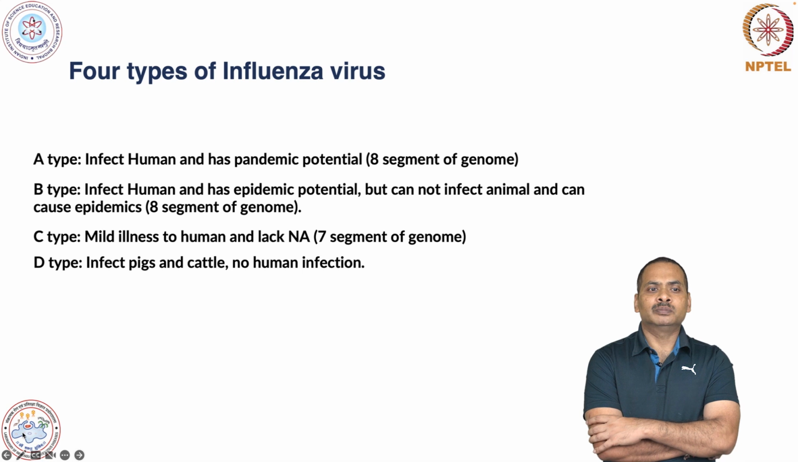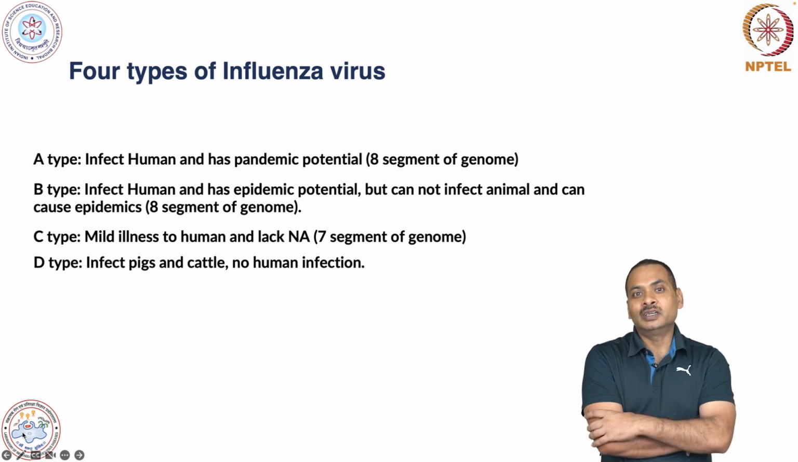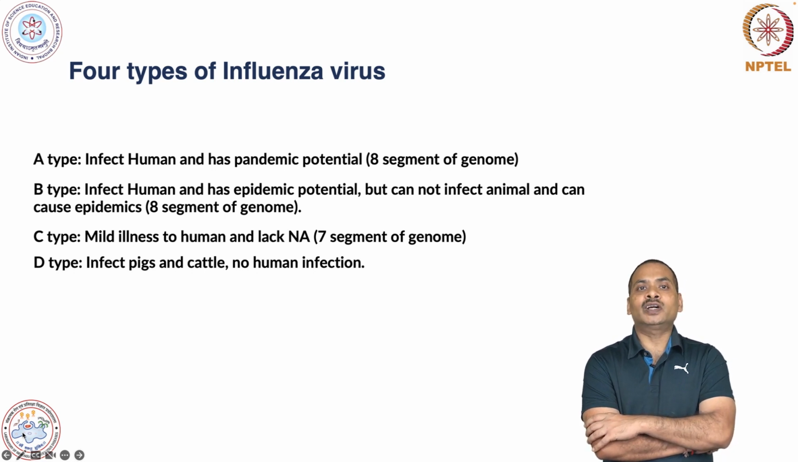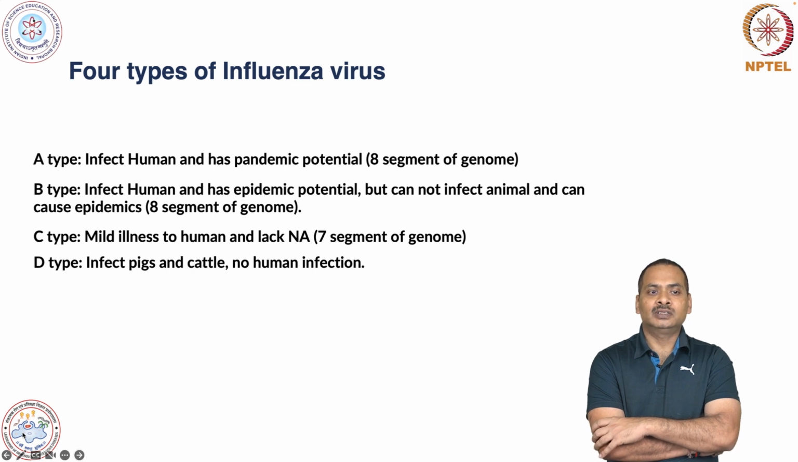The other is B type. B type basically infects humans and has epidemic potential. They are not so dangerous. They have epidemic potential, cannot infect animals, and can cause epidemics. And this B type also has 8 segments.